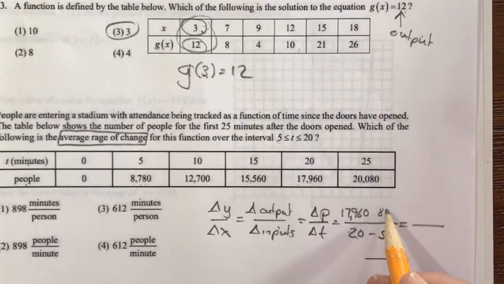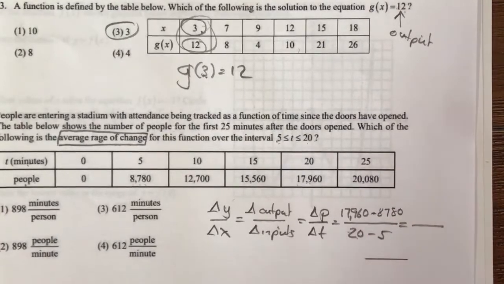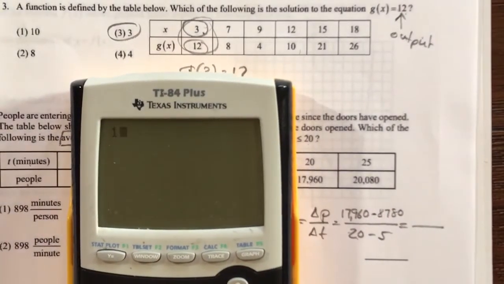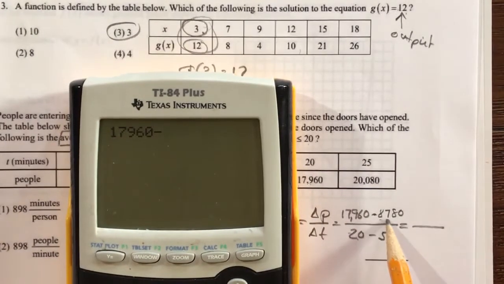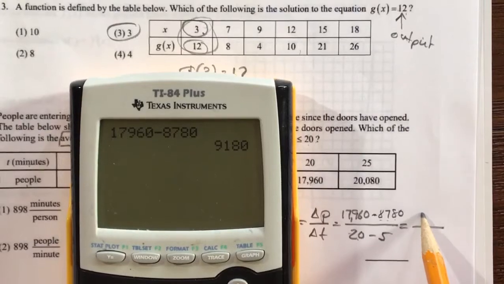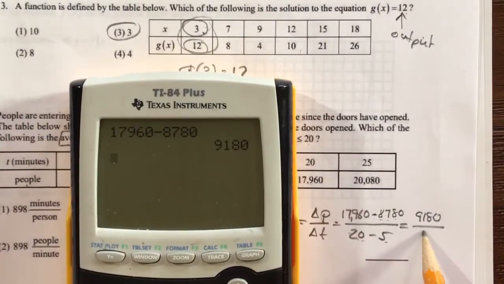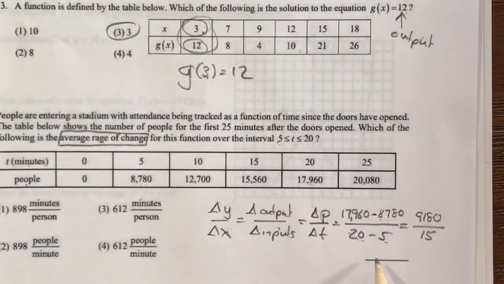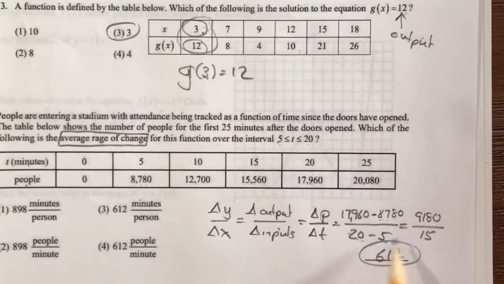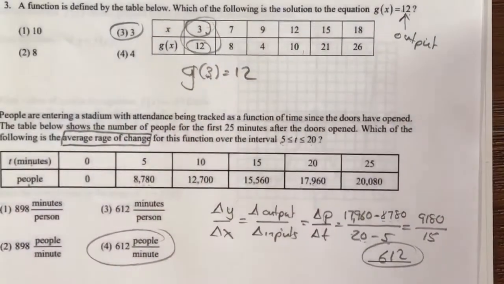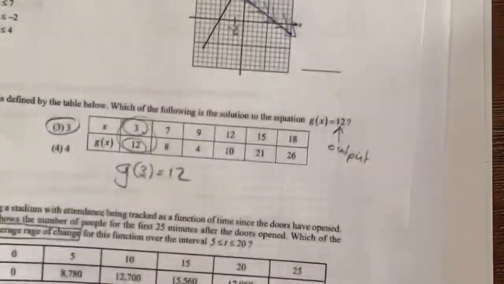I think it's time for the calculator to come out. Clear this out. 17,960 minus 8,780. Okay, and then I get 9,180. What am I dividing that by? 15. Divide by 15. I'm getting like 612. There's the answer, 612, which is right there. And if you're saying, oh, I need a graphing calculator, no, you just need a basic calculator. You could use the calculator on your phone.